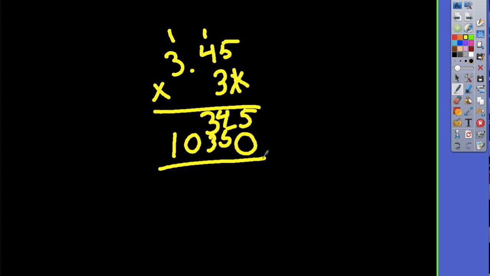So then we're going to add those together. 5 plus nothing is 5. 4 plus 5 is 9. 3 plus 3 is 6. Nothing plus nothing is 0. 1 plus nothing is 1. Then since we have 2 numbers behind the decimal, we're going to put a decimal. We're going to take our decimal here, and then we're going to move it 2 places over.